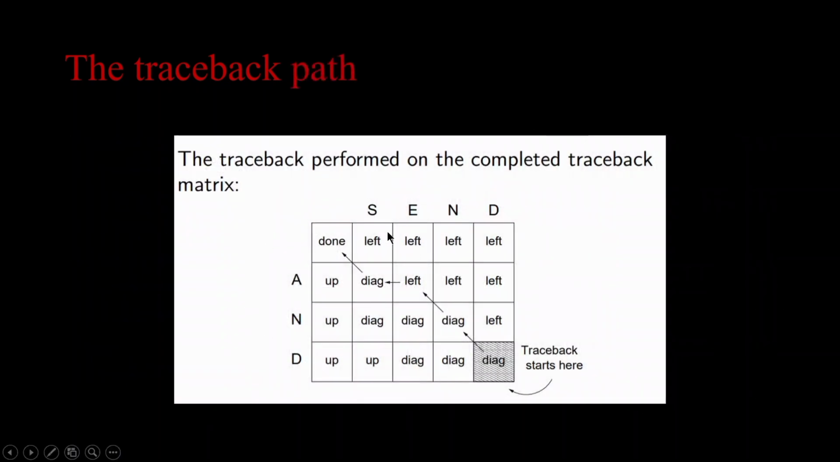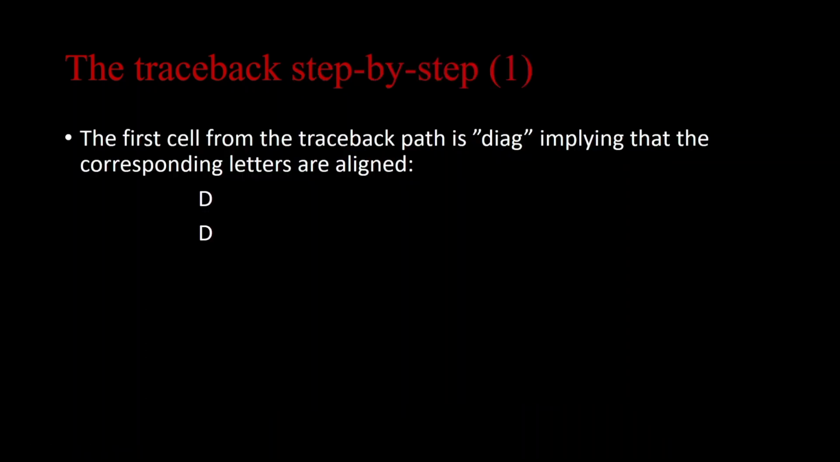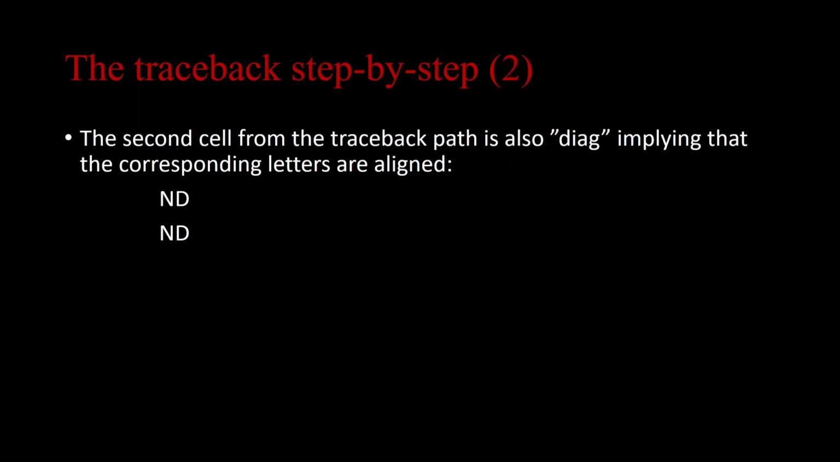Here, if we find the diagonal, we can find the arrow cell. Here the diagonal, and we will make the arrow from the arrow what is done, and we will do the alignment depending on these arrows. The first cell from the traceback path is diagonal, implying that the corresponding letters are aligned. So we'll align from the last alphabet, which is D and D. The second cell from the traceback path is also diagonal, implying that the corresponding letters are aligned. So it will be N and N.